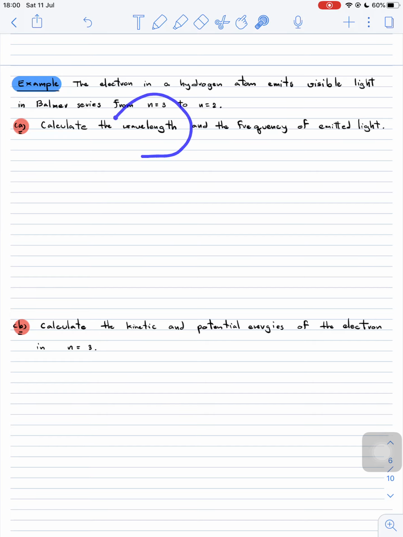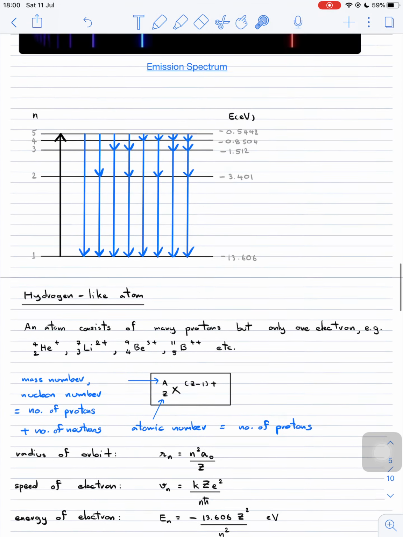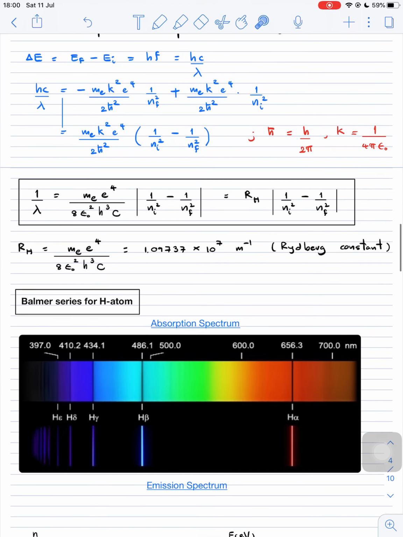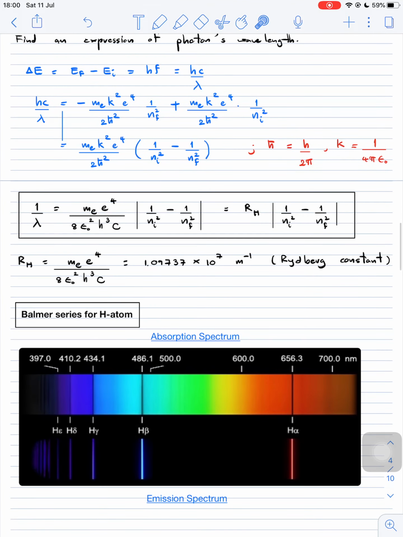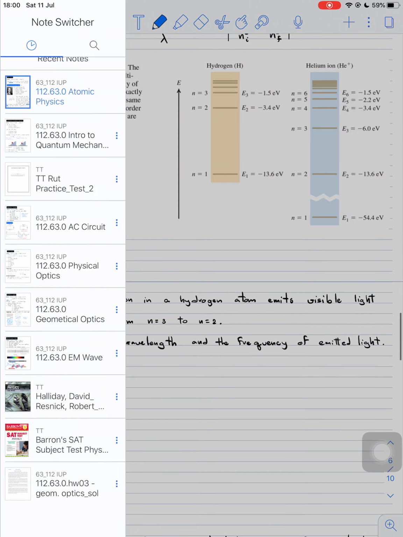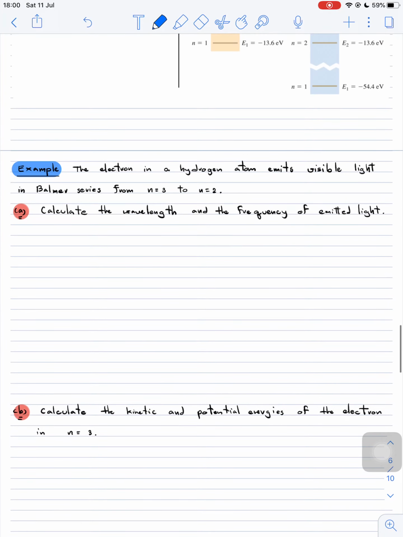Okay, to compute the wavelength, let's use this Rydberg equation. So we said that 1 over the wavelength lambda equals the Rydberg constant times the absolute value of 1 over Ni squared minus 1 over Nf squared.